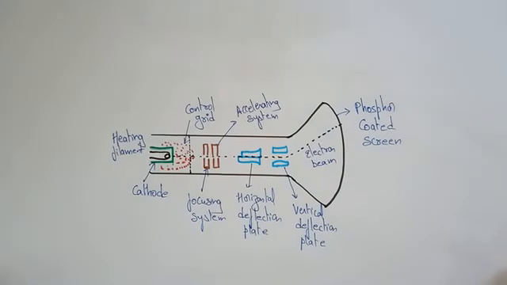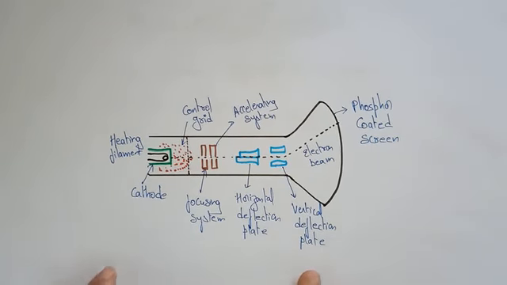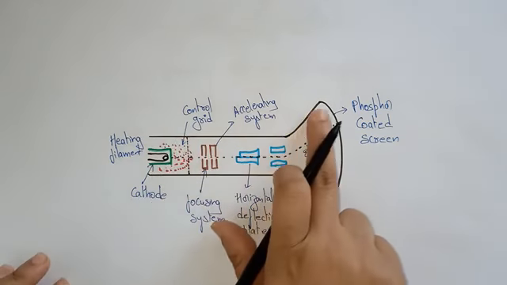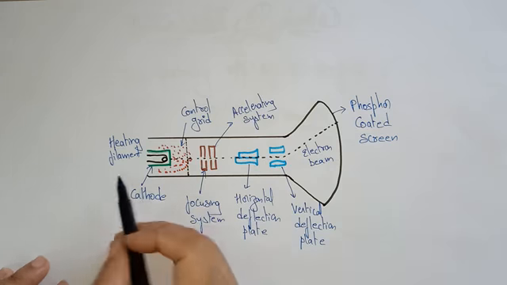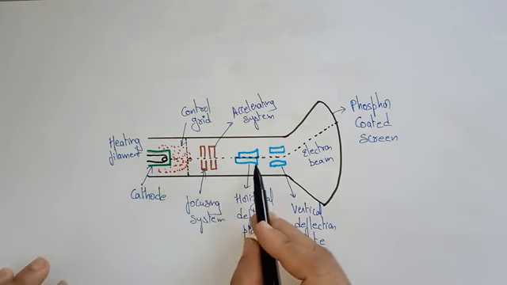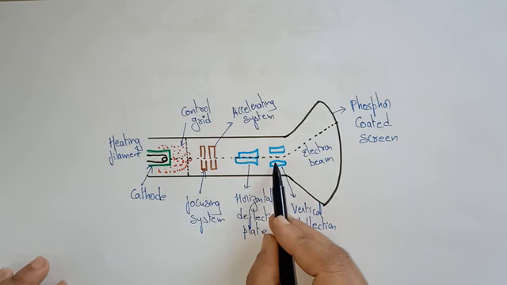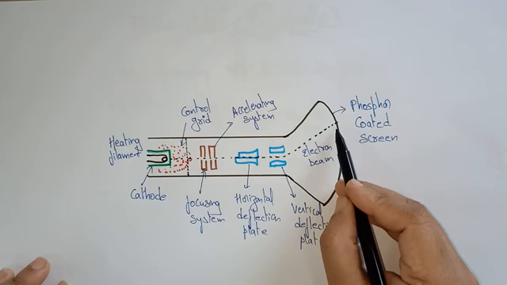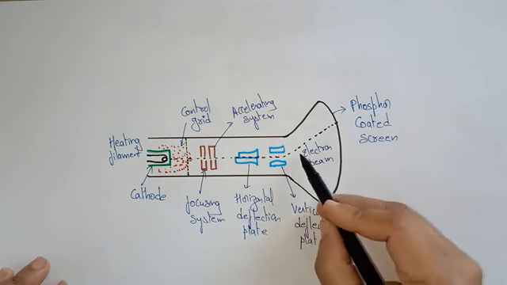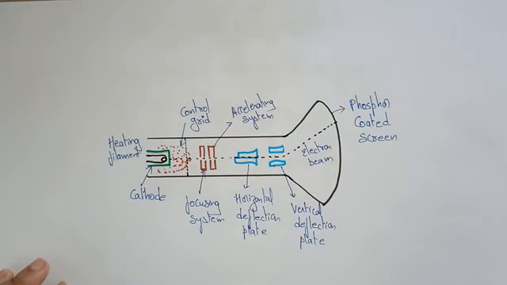So this is the picture of the CRT, the cathode ray tube. This CRT is a specialized vacuum tube. If you see, it looks like a vacuum tube. It is a specialized vacuum tube in which images are produced when an electron beam strikes the phosphorus coated screen. Whenever this electron beam strikes the phosphorus screen, you are able to see the image on the video monitor.